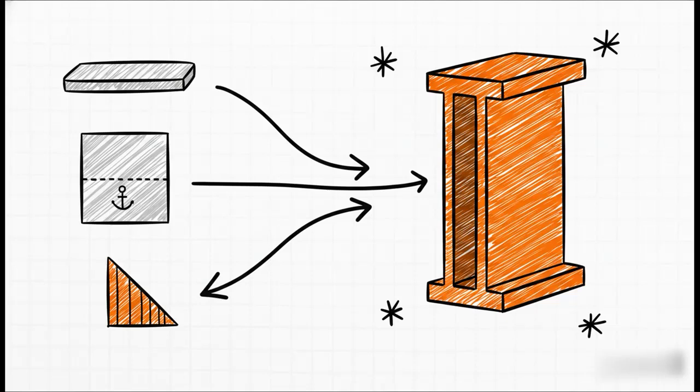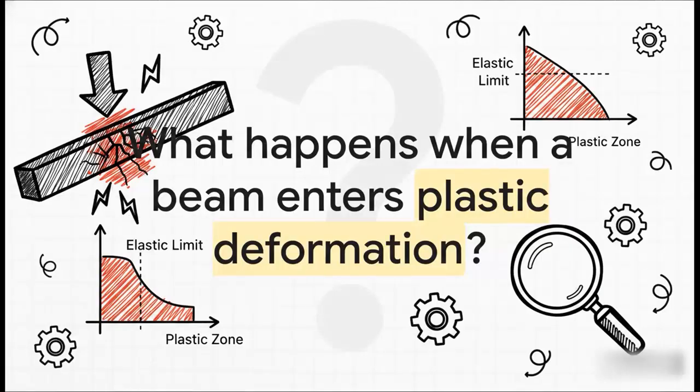This perfect stack of assumptions is exactly what allows engineers to treat highly complex, real-world materials, like massive steel I-beams or solid concrete, as predictable, fully elastic models. But I do want to leave you with a bit of a curveball. Everything we've covered today relies on the material staying perfectly elastic, meaning it snaps right back to its original shape the moment the load is removed.